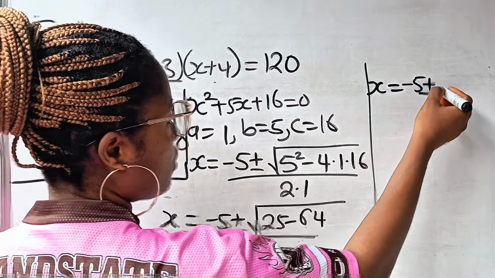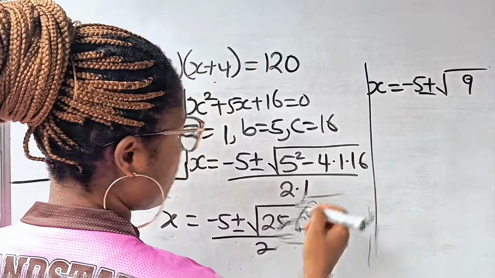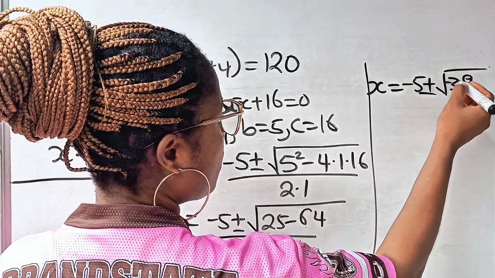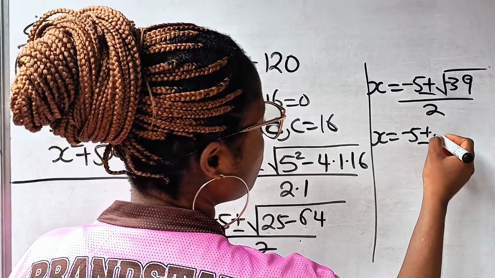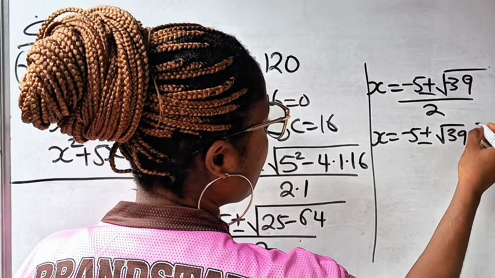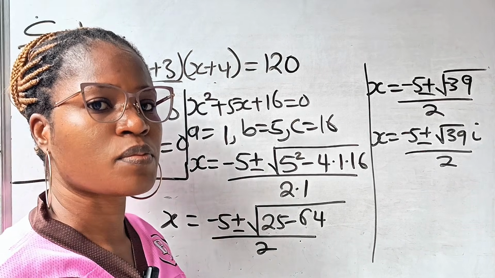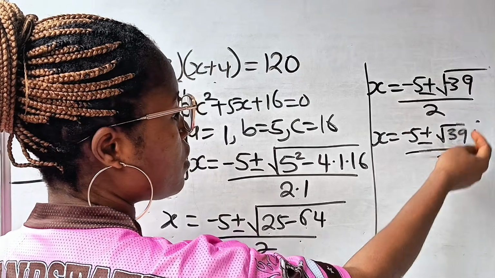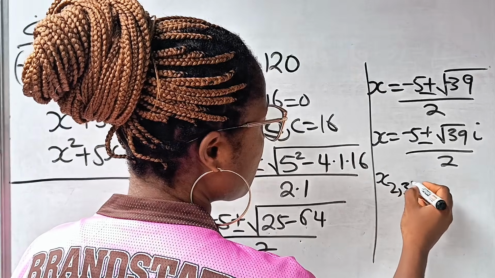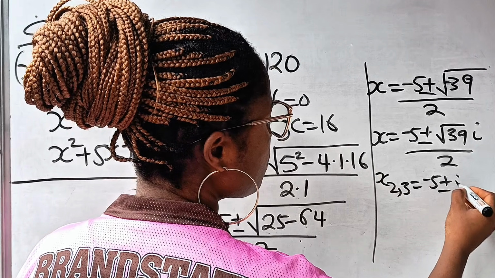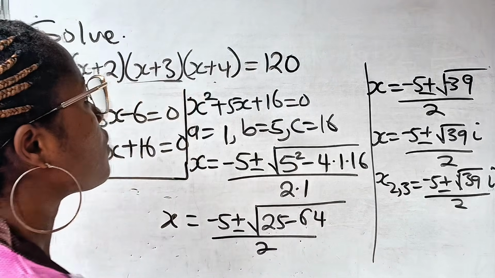So we have square root of 25 minus 64, which is negative 39, over 2. Then this will be root 39 i divided by 2, because square root of negative 39 is square root of minus 1 multiplied by square root of 39, and square root of negative 1 will give you i. Therefore, our x2 and x3 will be minus 5 plus or minus square root of 39 multiplied by i, divided by 2.